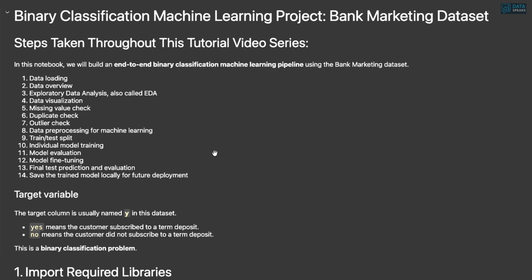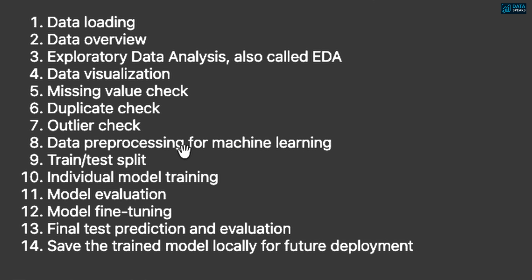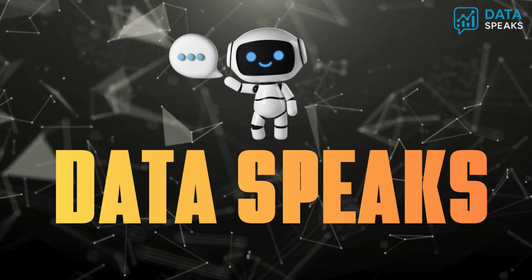In this part 5 video of the binary classification machine learning project on the bank marketing dataset using Kaggle, here we will dive into the outlier checks, data pre-processing for the machine learning model, and then we will perform the train-test split, and we will quickly look at the model evaluation as well before we begin the model training process. Let's dive straight into that.